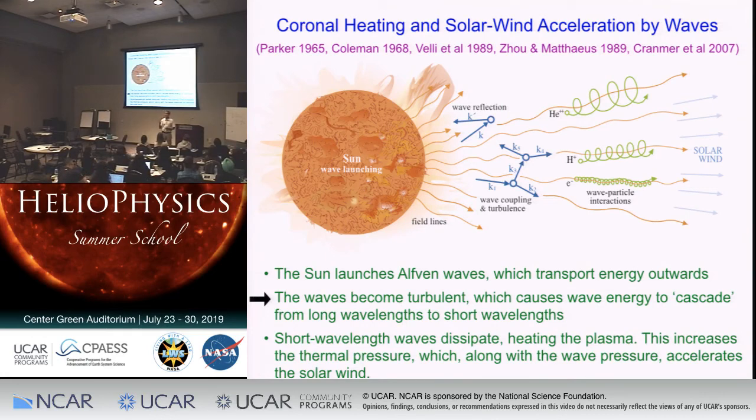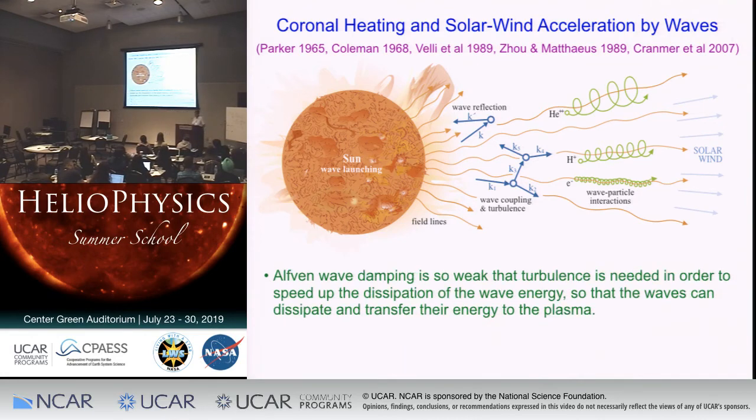One of the leading ideas is wave reflection. Because the Alfvén speed changes fairly rapidly with distance from the sun, the Alfvén waves undergo linear reflection. Some fraction of them are reflected back towards the sun, and that can create the mix of counterpropagating waves that you need. There's a lot of work that has gone into studying that process.